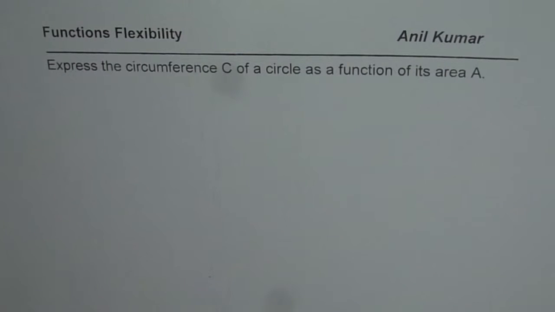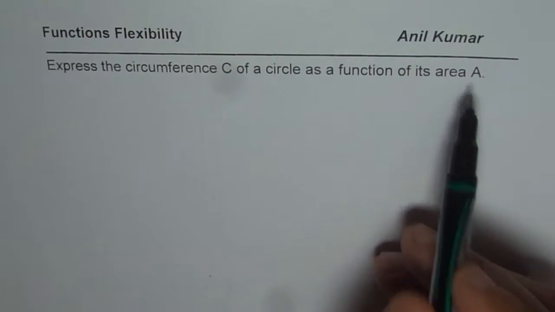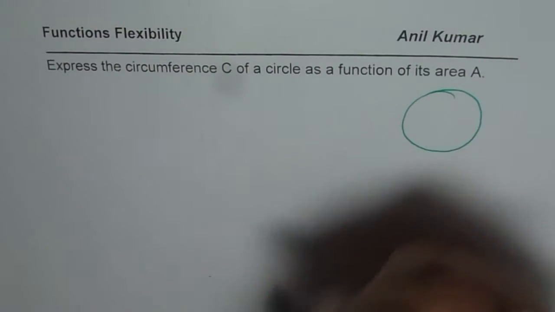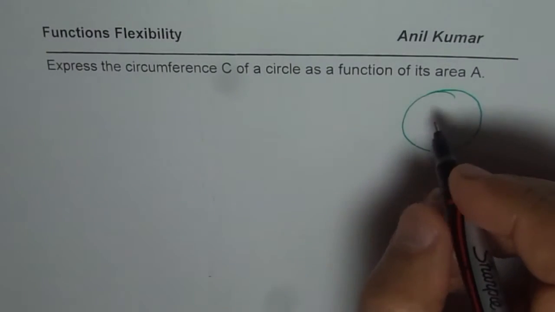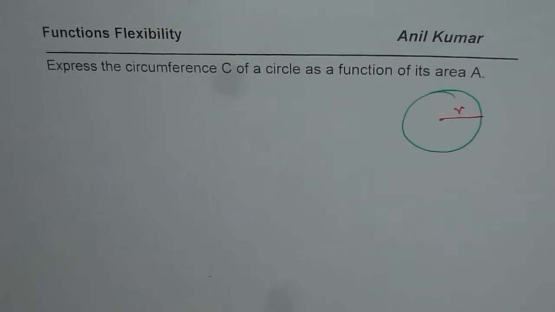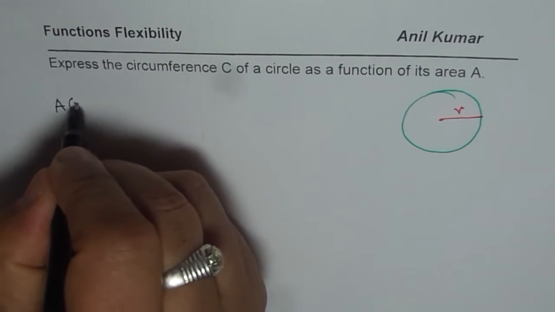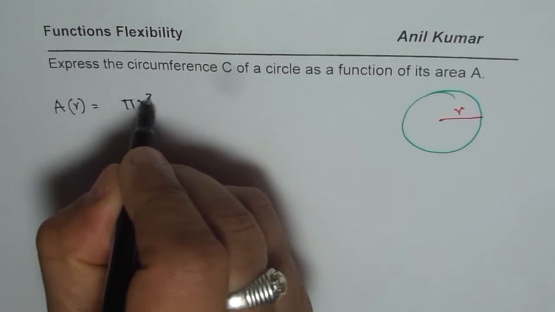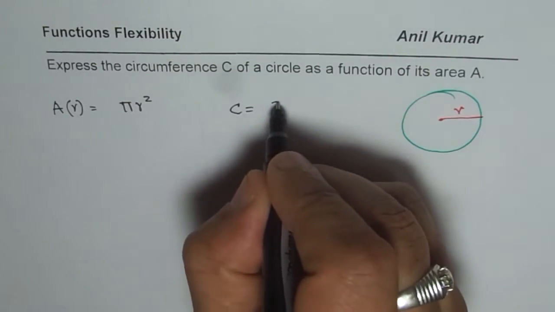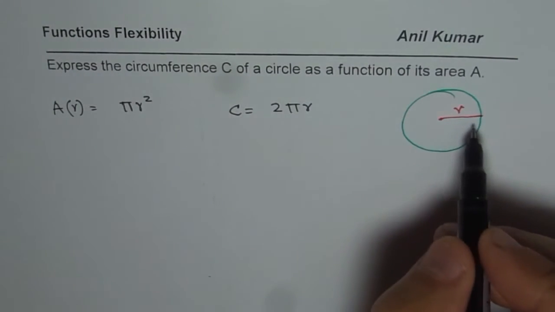The question here is, express the circumference C of a circle as a function of its area. So, you know the two formulas, one for circumference and one for area, right? Let's say this is our circle, and this circle has a radius of r. Now, for this particular circle, the area can be written as a function of r as pi r square. And you also know that the circumference can be written as a function of r as 2 pi r. So both individually can be written as functions of this radius r.